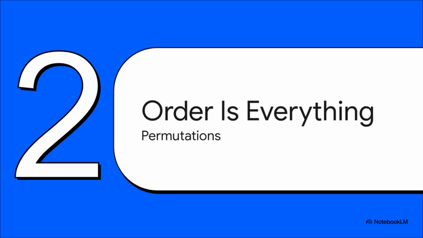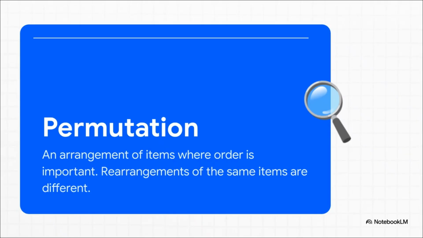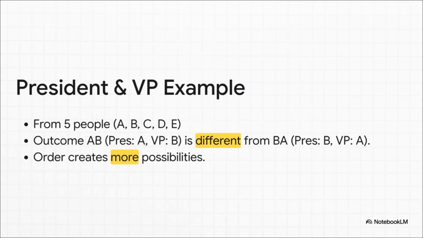All right, section 2. Let's head down that first path, when order is everything. This is where we talk about permutations. So what is a permutation exactly? It's just a fancy word for an arrangement where the order is absolutely critical. If you swap the same items around, you create a brand new, totally distinct outcome. Imagine you're electing a president and a vice president from 5 people. If person A is president and person B is VP, that's completely different from person B being president and person A being VP, right? The roles, the titles, they matter. And because that order matters, it creates way more possible outcomes.